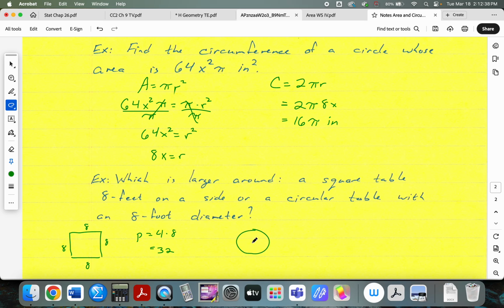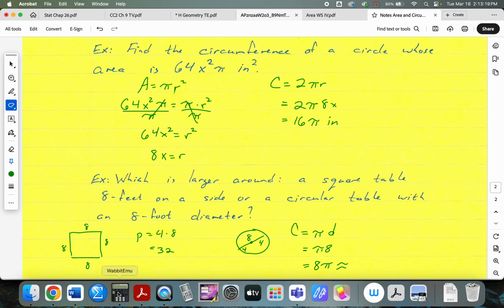If I have a circle with a diameter of 8 feet, that means the radius is 4. So again, I want the distance around the circle, so I want circumference. And since they gave me the diameter, I'll go ahead and just use pi times the diameter. So that's pi times 8, which is 8 pi. Now it's hard to compare those two because one of them has pi in it and one of them doesn't.